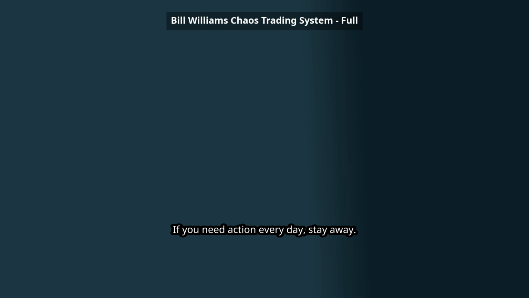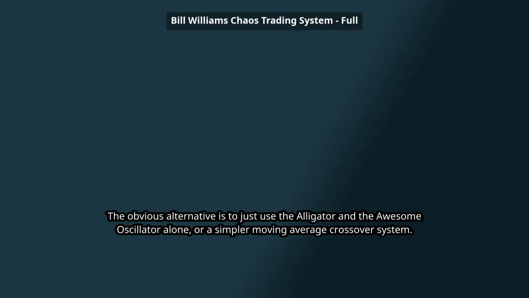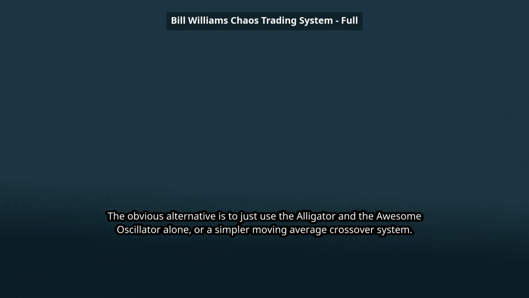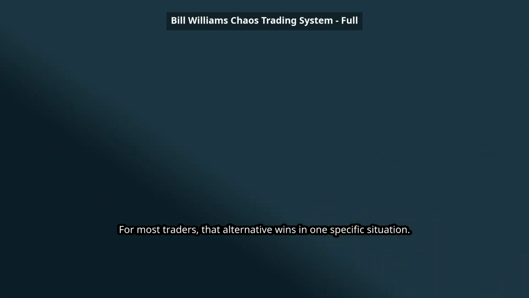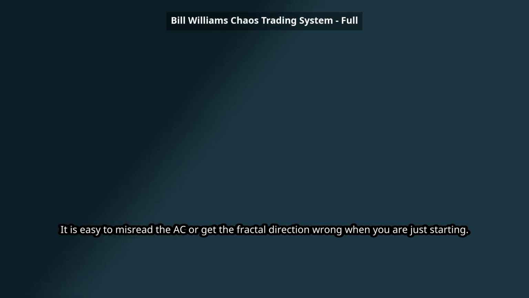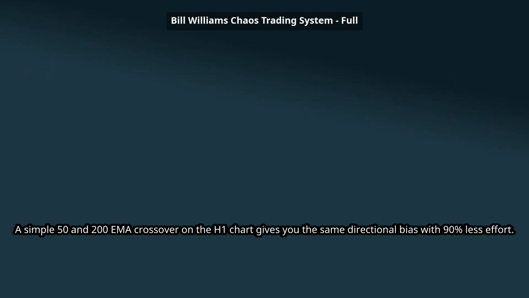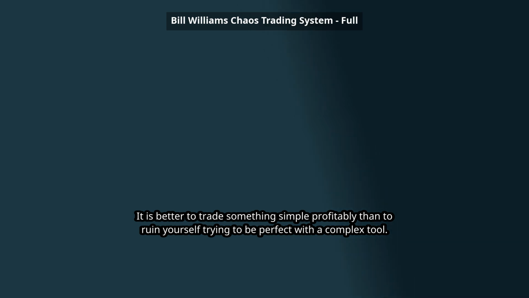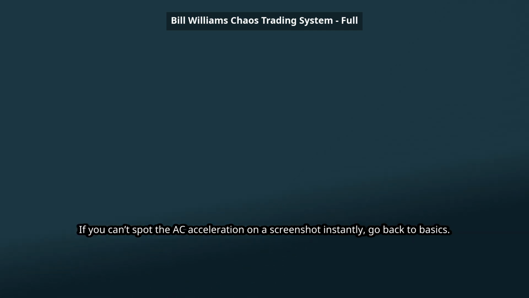The obvious alternative is to just use the Alligator and the Awesome Oscillator alone, or a simpler moving average crossover system. For most traders, that alternative wins in one specific situation. When you are new, the full 4-component system is complex. It is easy to misread the AC or get the fractal direction wrong when you are just starting. A simple 50 and 200 EMA crossover on the H1 chart gives you the same directional bias with 90% less effort. It is better to trade something simple profitably than to ruin yourself trying to be perfect with a complex tool. If you can't spot the AC acceleration on a screenshot instantly, go back to basics.